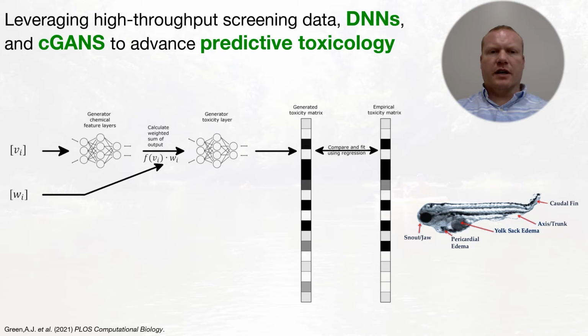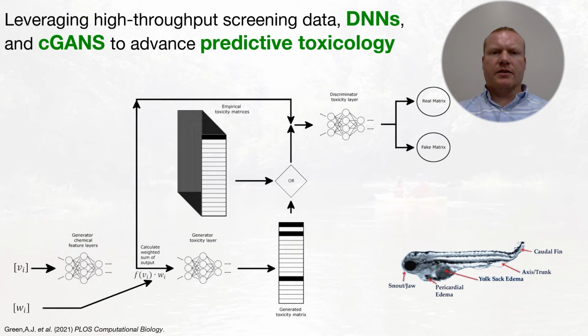The first utilized 2 deep neural networks in series to determine the relevant chemical information and generate a toxicity matrix for the 18 mortality and morphological endpoints. This generated matrix was then compared with the empirical toxicity matrix as shown in this diagram, with the darker matrix shading indicating higher toxicity values. The network was trained to minimize the difference between these 2 matrices.